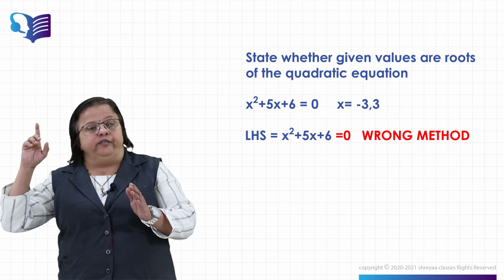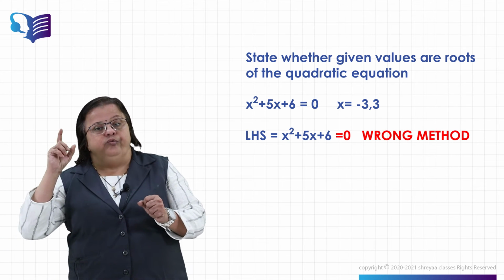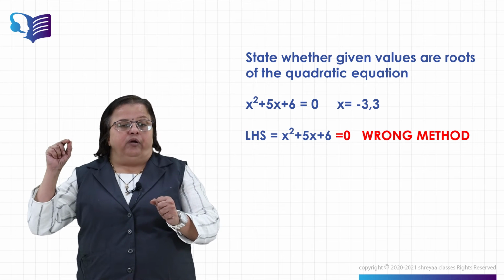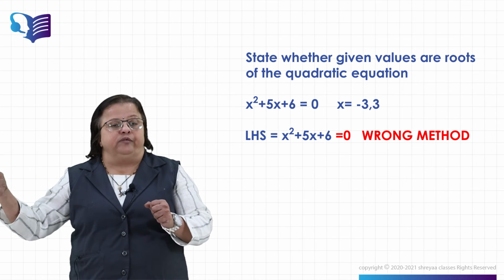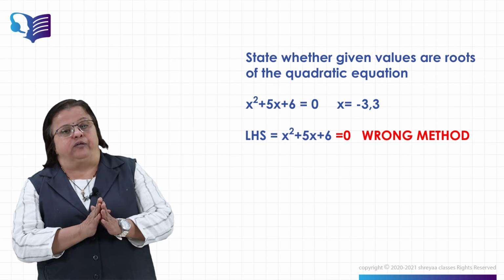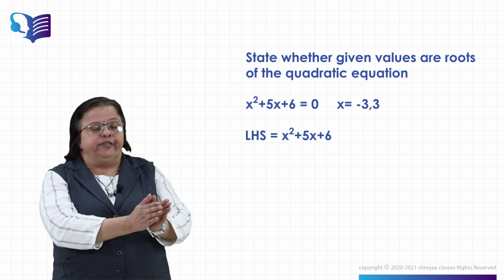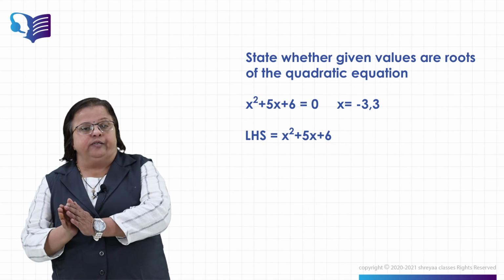Don't write = 0. The children always make this mistake. They write = 0, and in the last step they write not equal to 0 if the LHS is not equal to RHS, and then you lose the mark over there. So what you have to do? First take the left hand side equal to x² + 5x + 6.